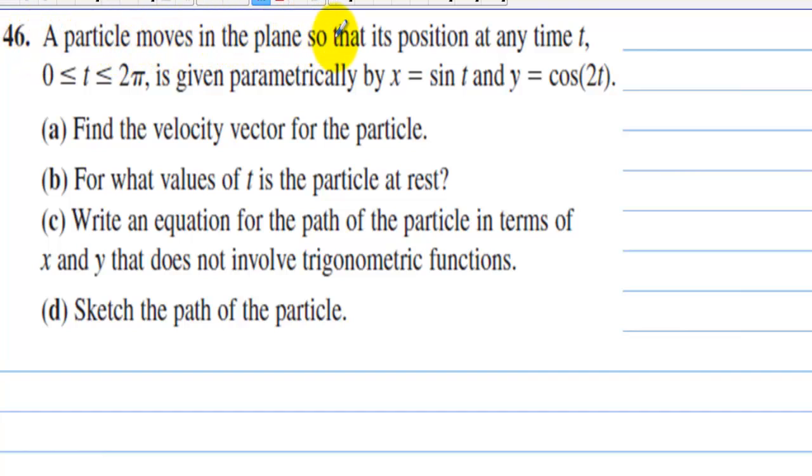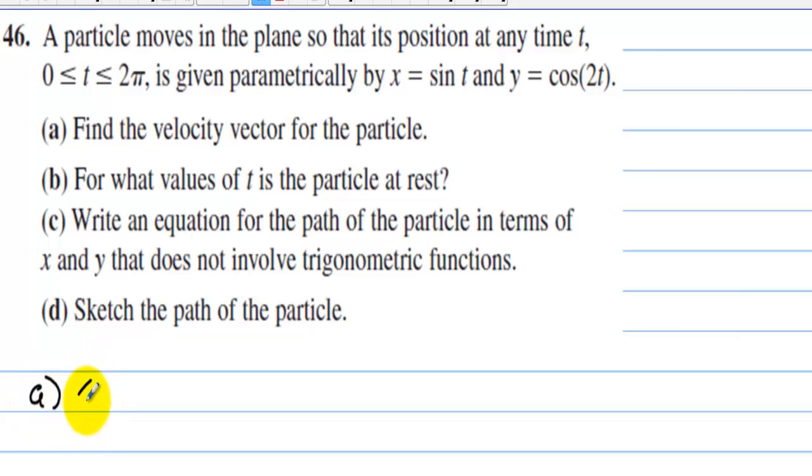A particle moves in the plane so that its position at any time t from 0 to 2 pi is given parametrically by x equals sine t and y equals cosine 2t. A, find the velocity vector for the particle. B, for what values of t is the particle at rest? Let's just start with A. Find the velocity vector for the particle.